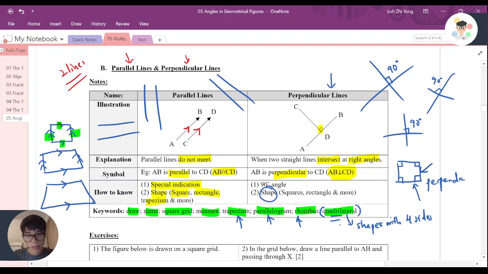So anyway, I've done discussing this and it's time for you to try it out to see whether you understand it or not.